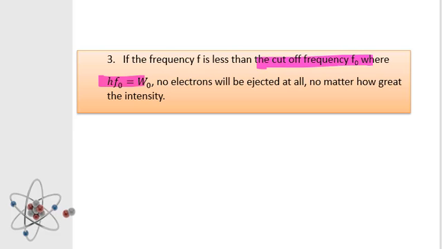Okay? These topics are actually hard to absorb, but just try to repeat understanding the concepts, and then you will be able to understand this.